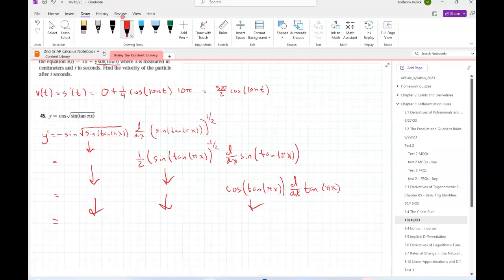And again, another chain, right? The outer function is tangent. The derivative of that is secant squared, and the inside stays the same, times the derivative of the inside.